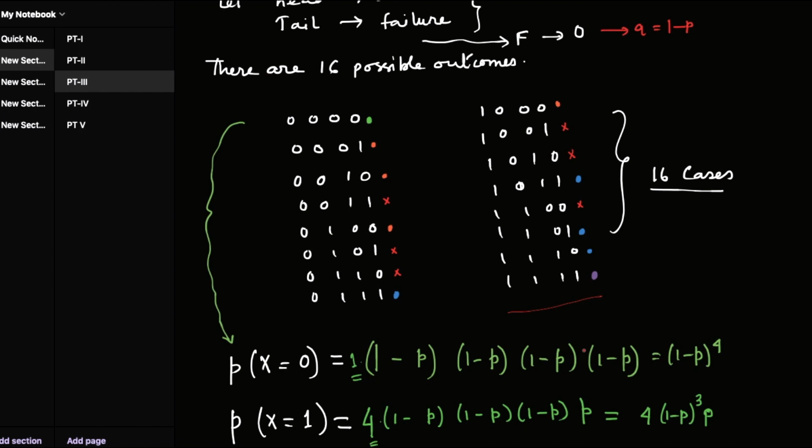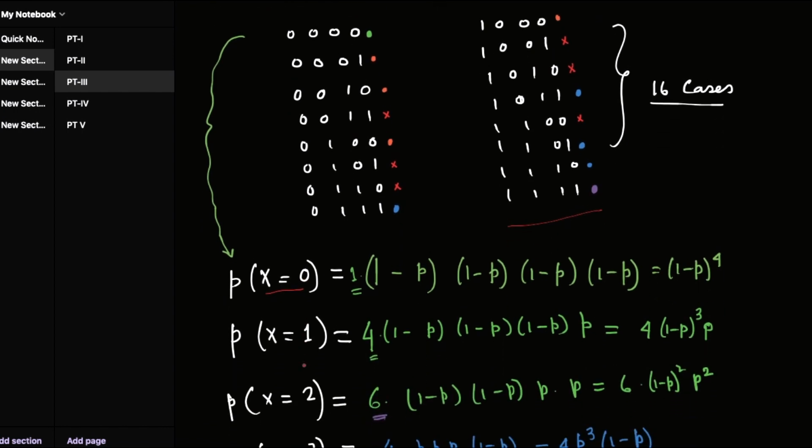That means all the outcomes are failure, all the outcomes are tail. How many of this? That is one case. And what is the probability of each case? 1 minus p, 1 minus p, 1 minus p, and 1 minus p, 4 times. That means the probability of x equals 0, the random variable x representing the number of successes, with all the outcomes being failure, is equal to 1 minus p to the power 4.